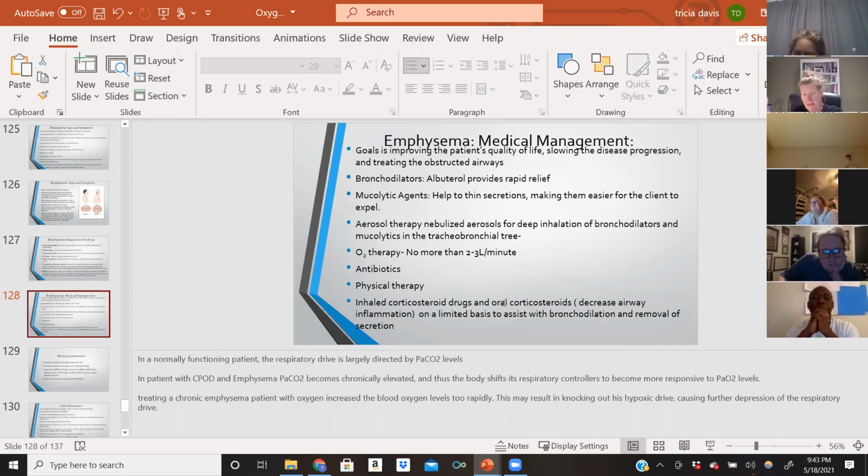Antibiotics, if they have some type of an infection, maybe a pneumonia or bronchitis. Physical therapy, because they can't do their activities of daily living like they normally can because of their breathing. So they become very sedentary. We're going to use inhaled corticosteroid drugs, oral corticosteroids. We want to help decrease that airway inflammation on a limited basis to assist with the removal of secretions. So I put in here in the notes that the respiratory drive is affected by our CO2 levels, so you guys can read more about that.